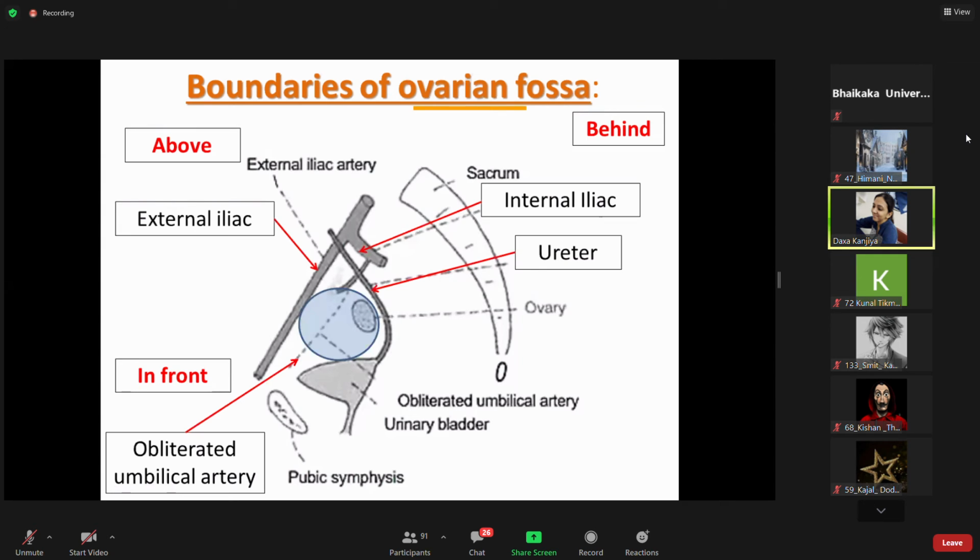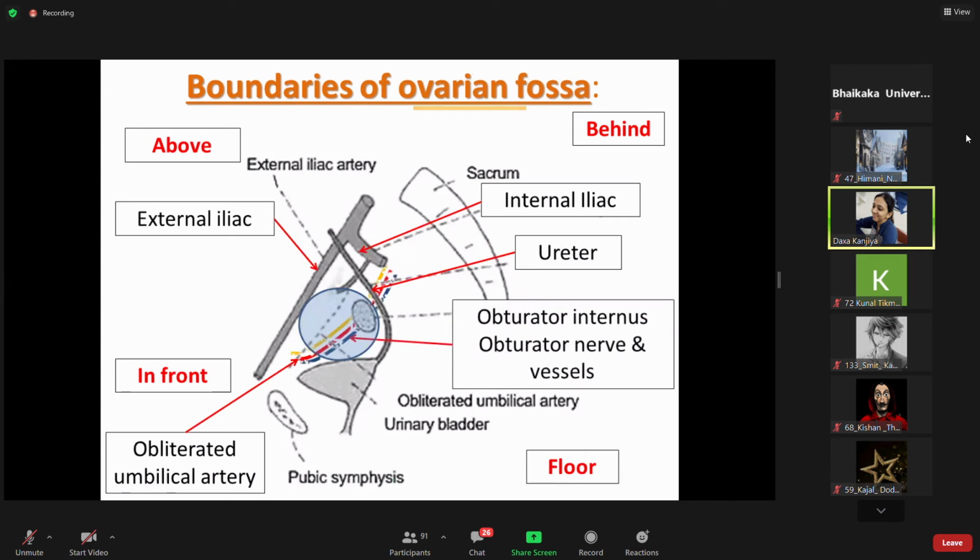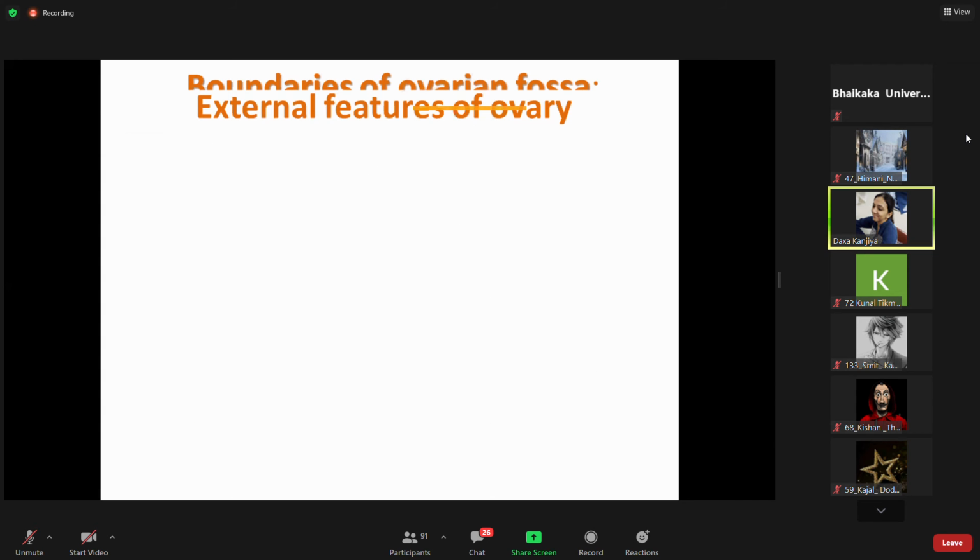And within the floor of the ovarian fossa, there is a passage of obturator nerves and vessels as it enters into the obturator canal. And just outside the obturator nerves and vessels, there lies the obturator internus muscle with covering fascia. So the floor of the ovarian fossa is formed by the obturator internus muscle, obturator nerve and vessels. So these are the boundaries of the ovarian fossa.